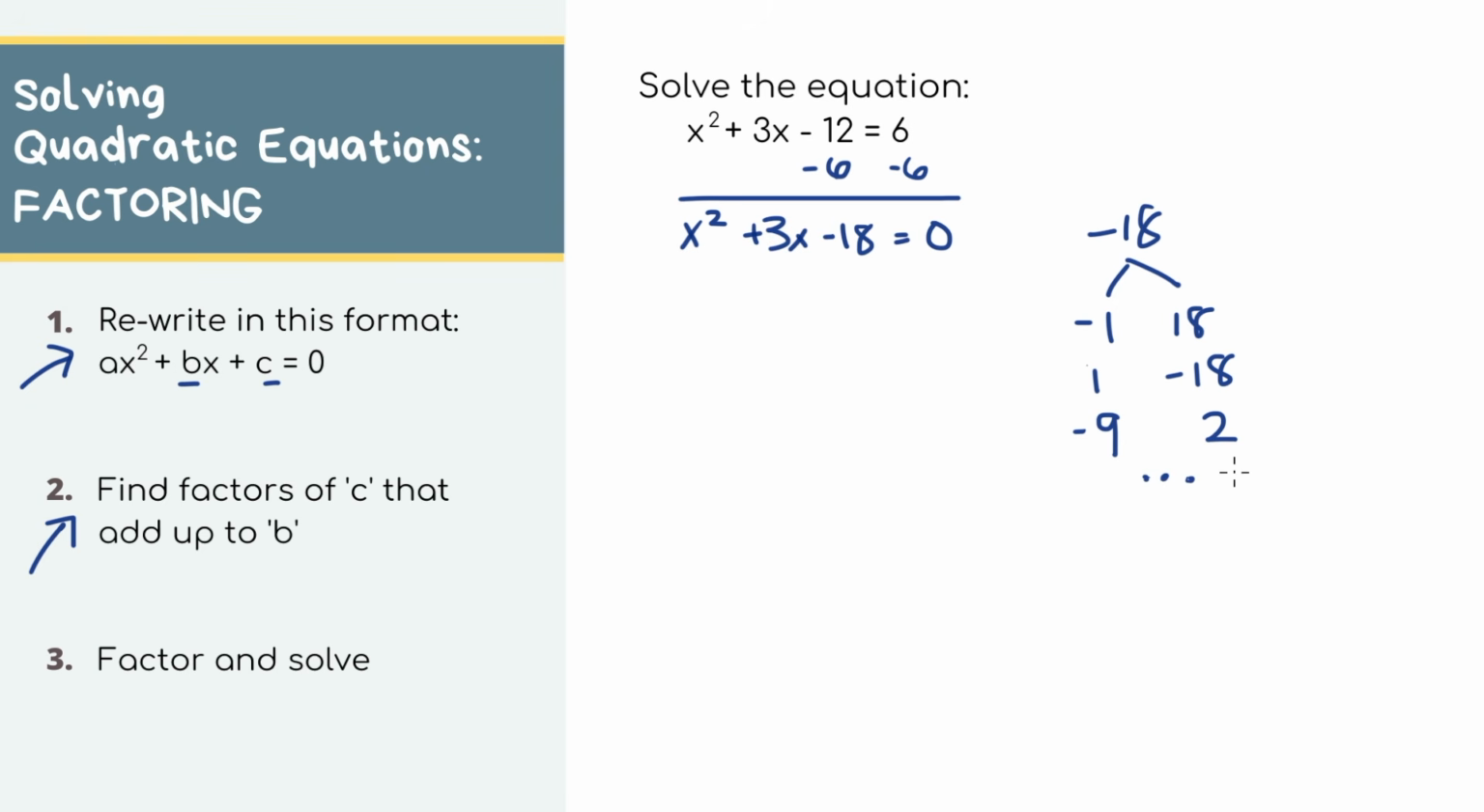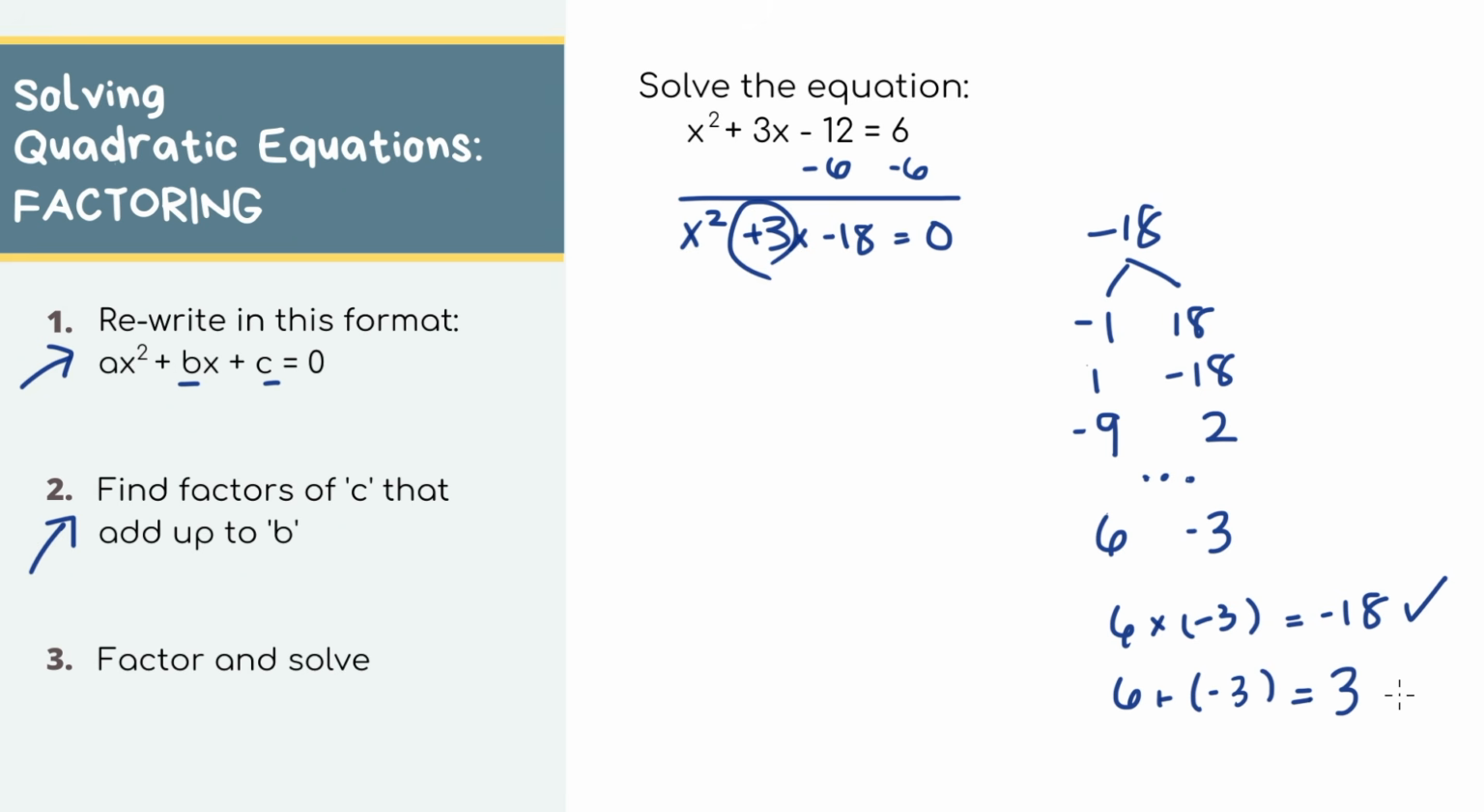And I'll keep going until I find the right two numbers that when you add them, they add up to this middle value, 3. You'll notice that positive 6 and negative 3 are factors because they do multiply to negative 18, and they also add up to positive 3, which is our b value. So we know we found our right pair of factors. When you do more of these problems, this part will be more intuitive and come more easily.